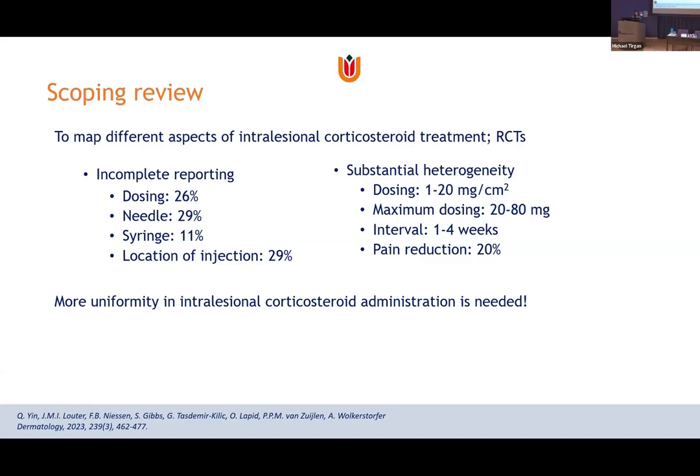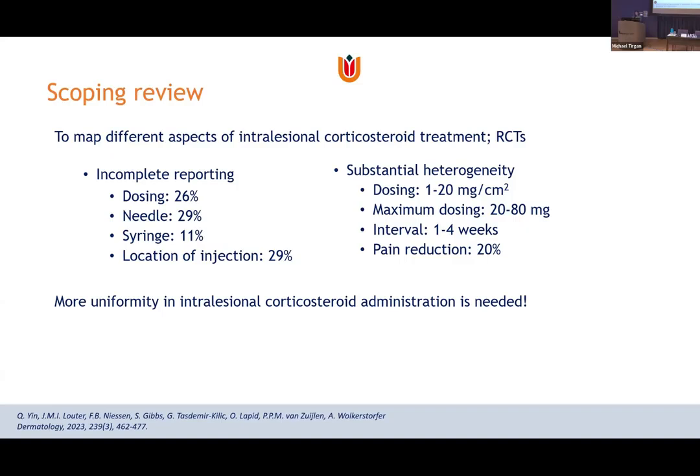In all those studies, we found incomplete reporting as well as substantial heterogeneity. For example, we wanted to compare the dosing of triamcinolone between studies as determined by the used volume multiplied by the used concentration. This was only reported in a quarter of the studies. In those 10 studies, there was also a very large dose difference of 20 times. One study would inject 1 milligram per square centimeter, the other 20 milligrams per square centimeter, which is an incredibly large dose difference, and that in RCTs which are supposed to have the strongest evidence.